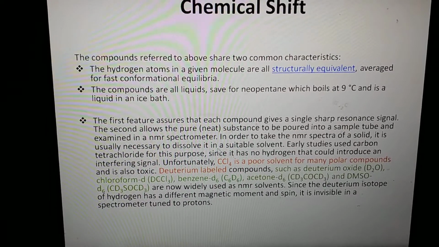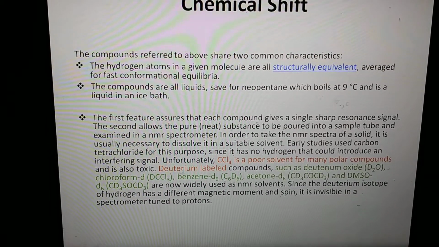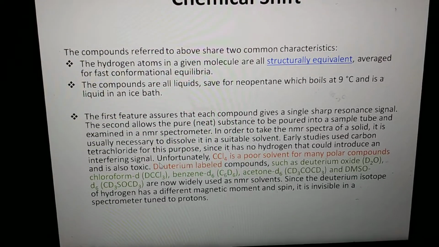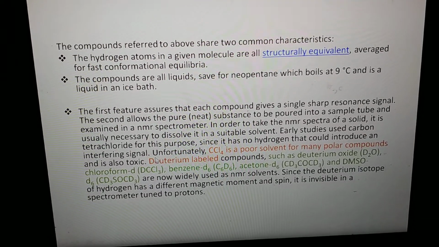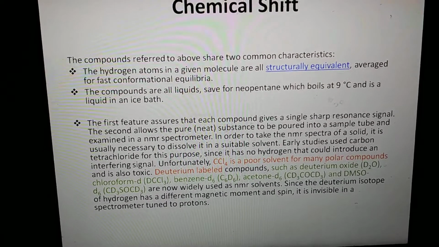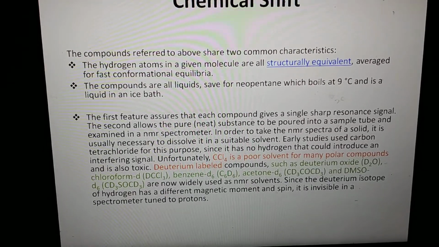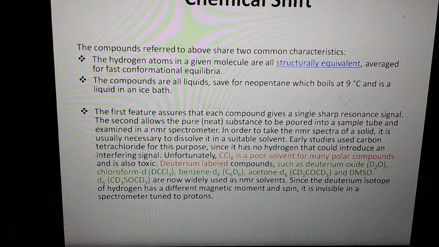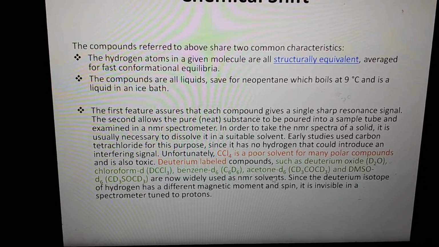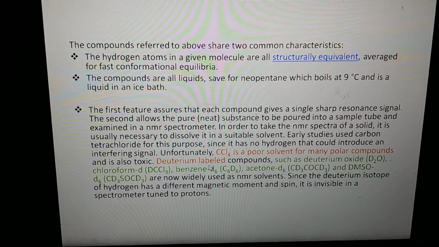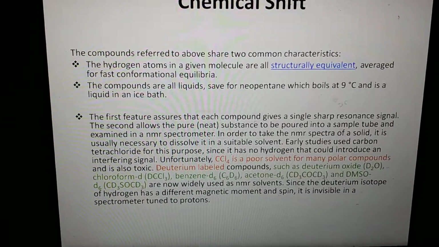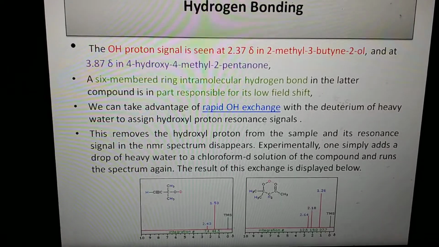I have also mentioned the deuterated solvent, which is required for the dissolution of your sample when you are going to take the NMR spectrum. All the solvents exist in deuterated form, and it is used for that. So we will talk about the chemical shift.